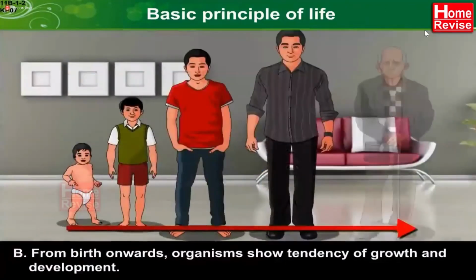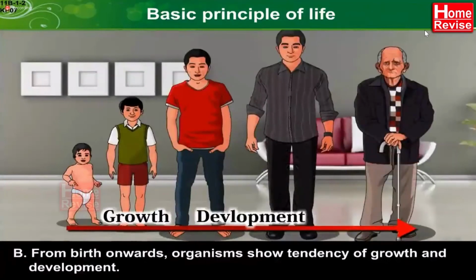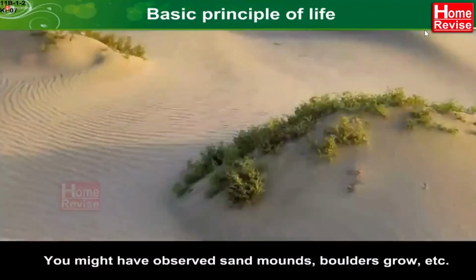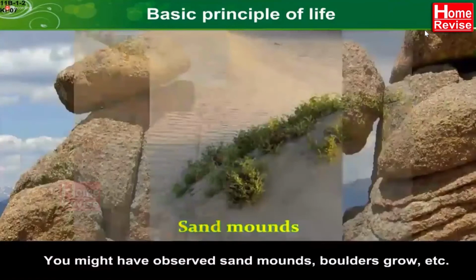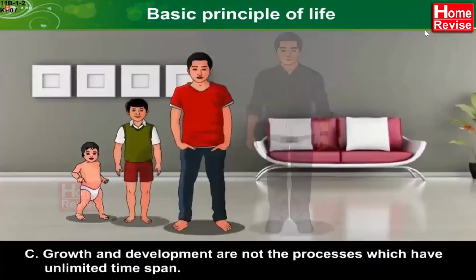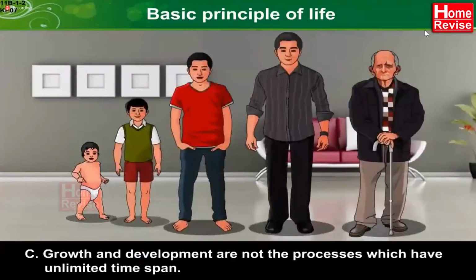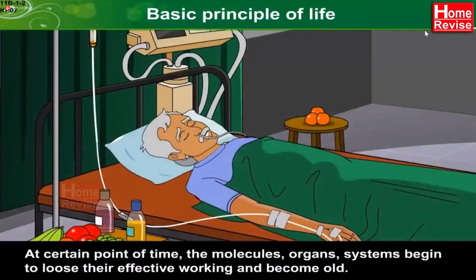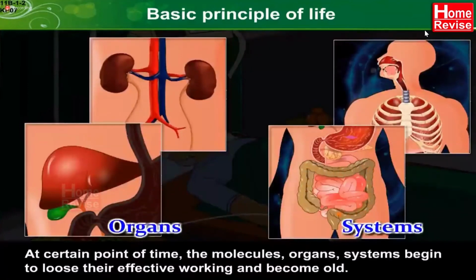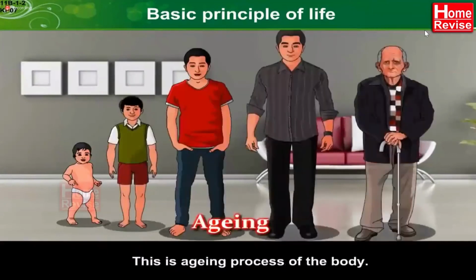B. From birth onwards, organisms show tendency of growth and development. This growth is a well-orchestrated process. You might have observed sand mounds, boulders grow, etc. This growth is not from within, and hence these are not living beings. C. Growth and development are not the processes which have unlimited time span. At certain point of time, the molecules, organs, systems begin to lose their effective working and become old. This is aging process of the body.